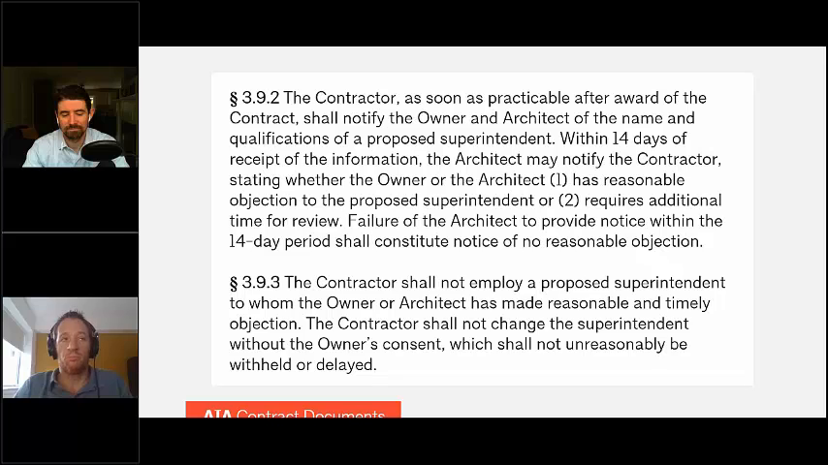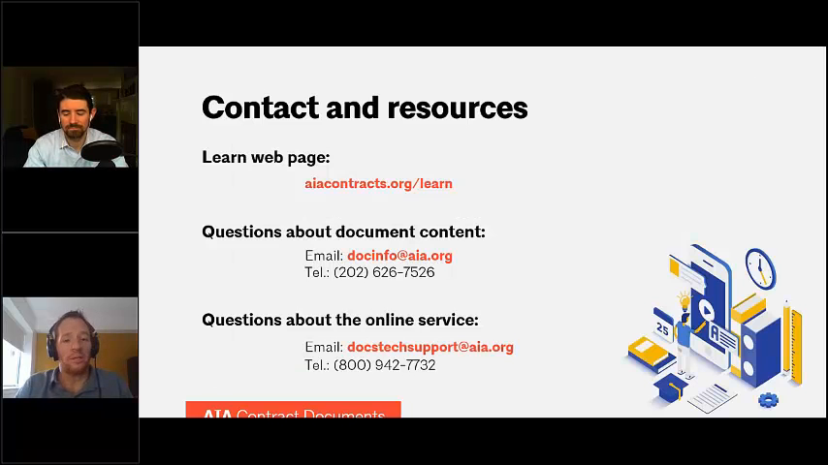However, it's possible that the contractor may choose to relocate the superintendent to serve the interests of the contractor's business. Requiring the owner's consent to a change in superintendent may discourage that kind of practice, which is the intent of the last sentence in Section 3.9.3. So that's the job site superintendent. Jimmy, did I miss anything?